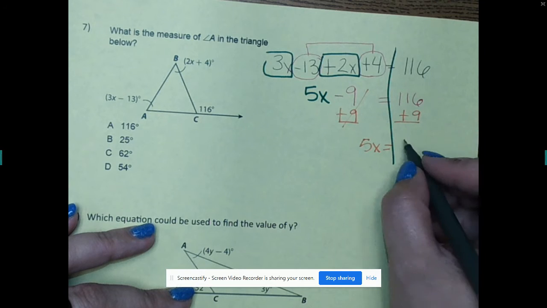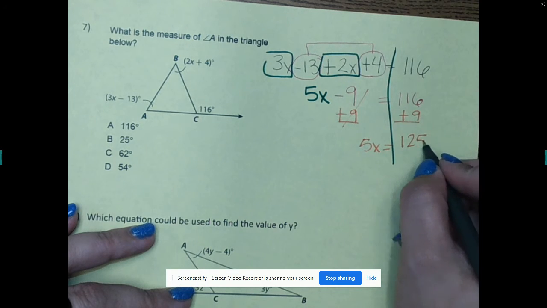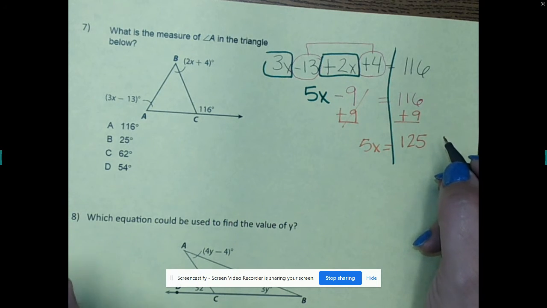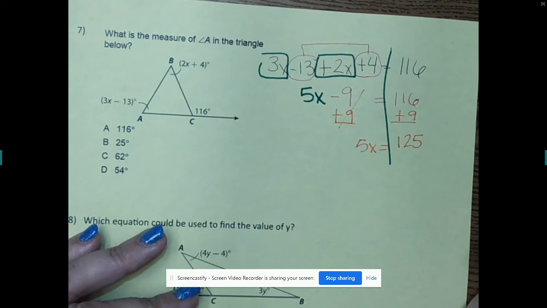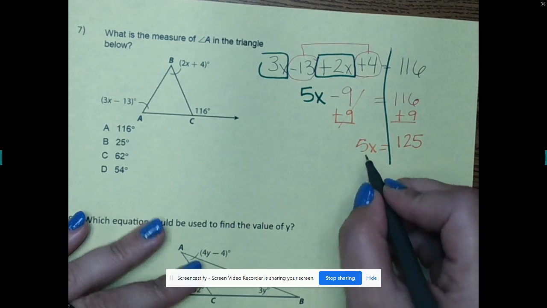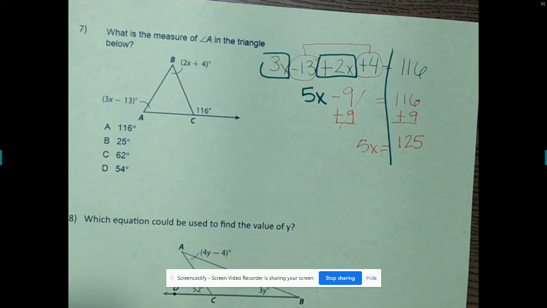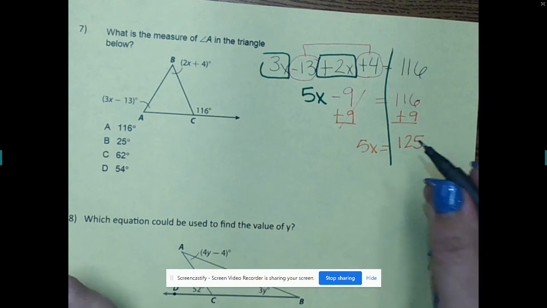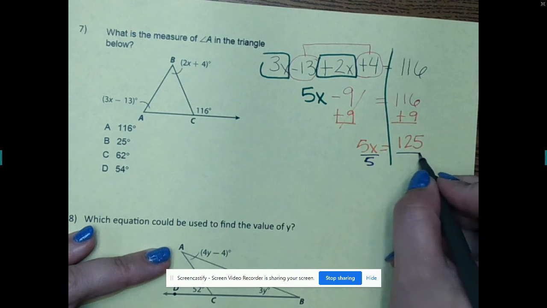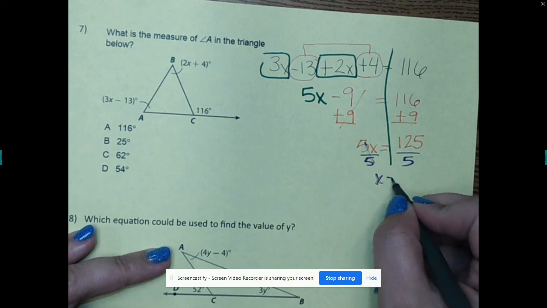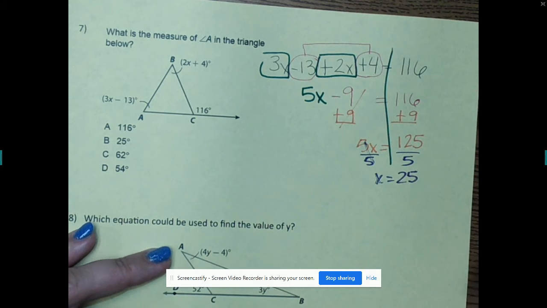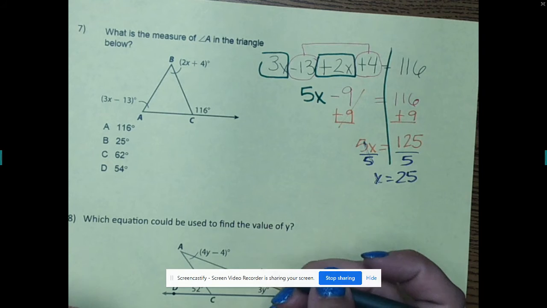And I have 5x equals 125. Alejandro, are you getting it? Okay. What's the last step? Divide by 5. Now, don't circle your answer choice yet, but what do you get? 25. Okay. So x equals 25. No, so x does equal 25.